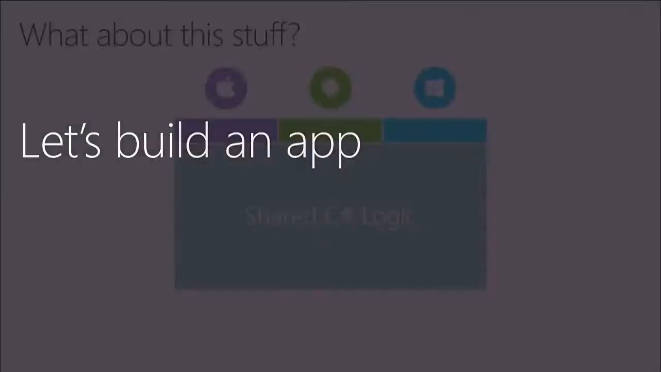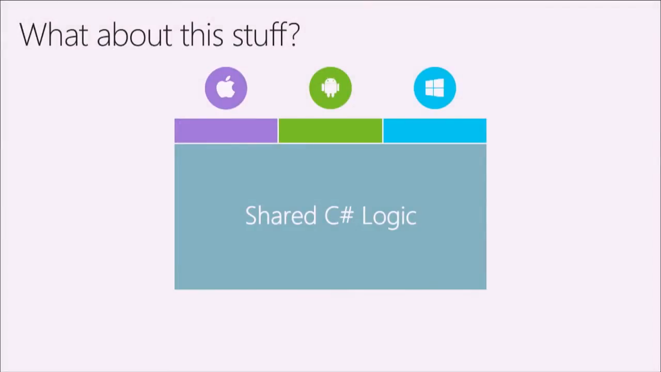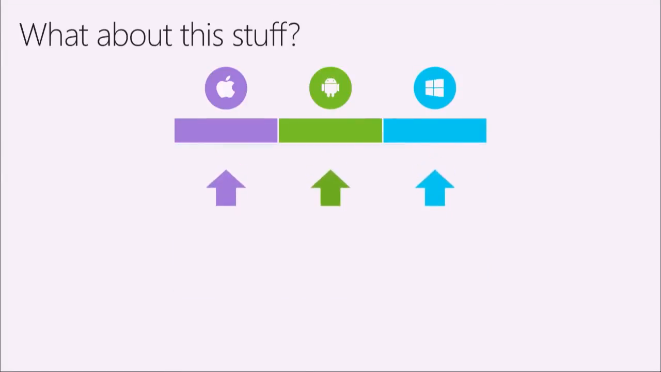And I want to introduce this concept, right? I wrote this shared C# library, and it's all in C# or it's all in F#. It's all my business logic. But what is this stuff right here? What is this kind of core that I want? This iOS and Android and Windows bits, what is that stuff?